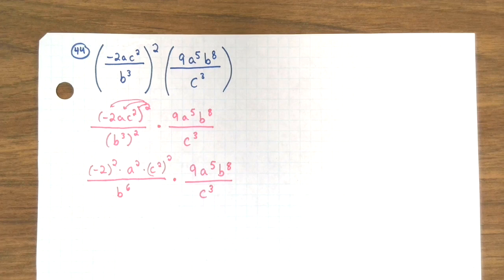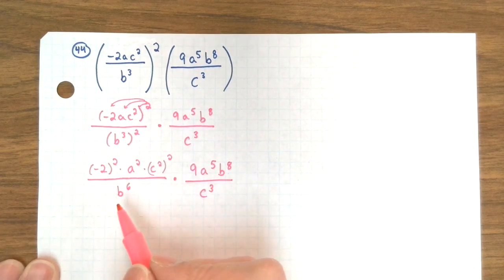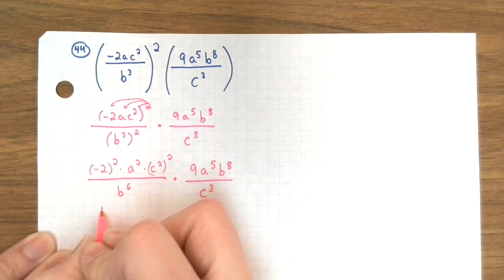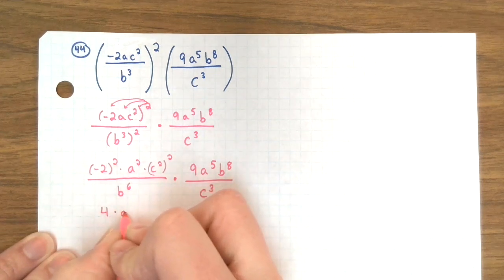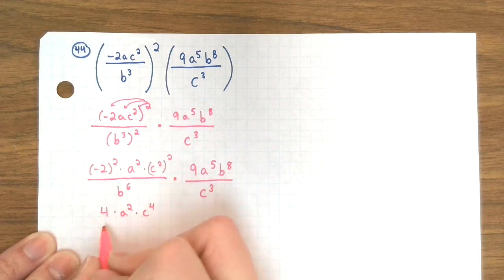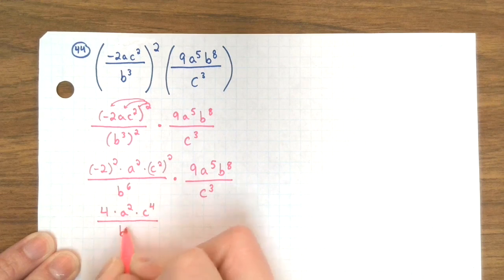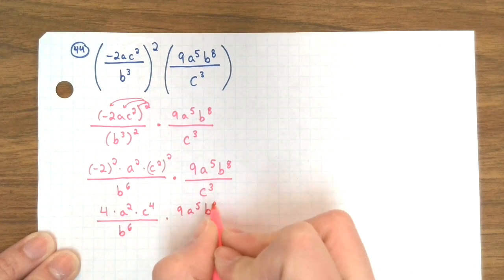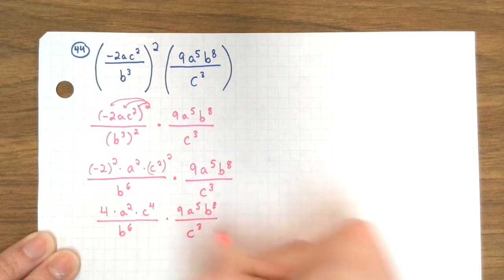Now, we're going to go ahead and simplify this even more. So we're going to simplify this: negative 2 squared is going to turn into 4. So we're going to have 4, and then times a squared times c to the 4th, because again, we're going to multiply those. And then that's all over b to the 6th, and this is times, again, this 9a to the 5th, b to the 8th, over c cubed.